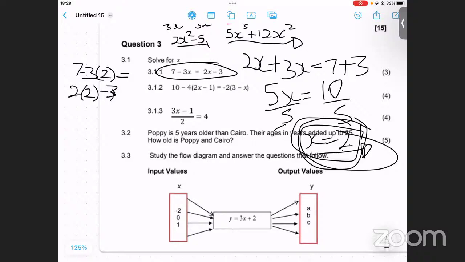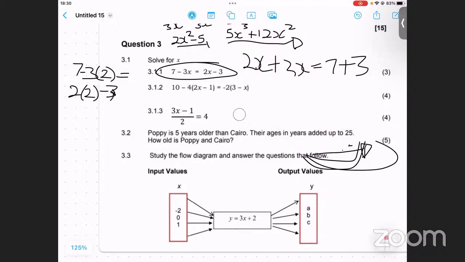12x minus 6, and then equals. Then you're gonna go to the other side and simplify it, which is minus 2 times 3 and minus 2 times x, which is going to give us minus 6 minus 2x.